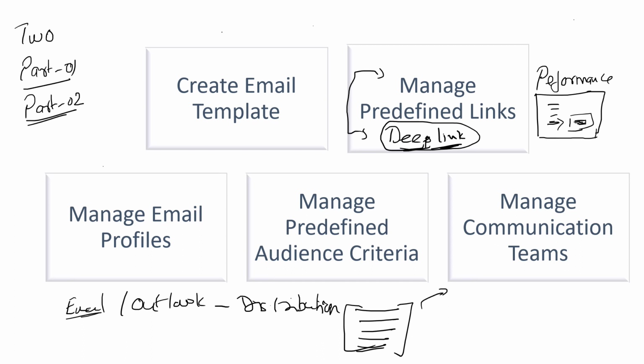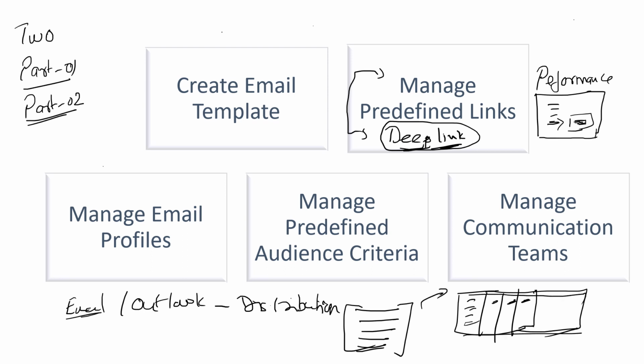HR will go into the application, they will download the list of employees, then they will identify for which business unit we want to send, for which particular location we want to send, or for which particular grade we have to send this communication. So all these are manual tasks.